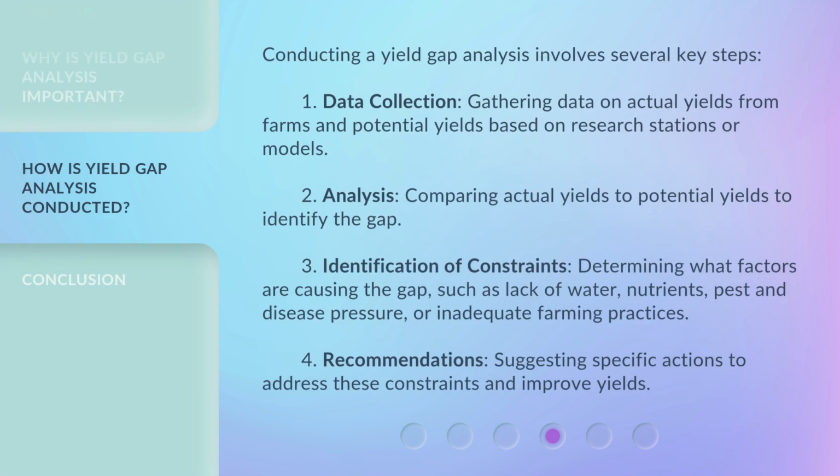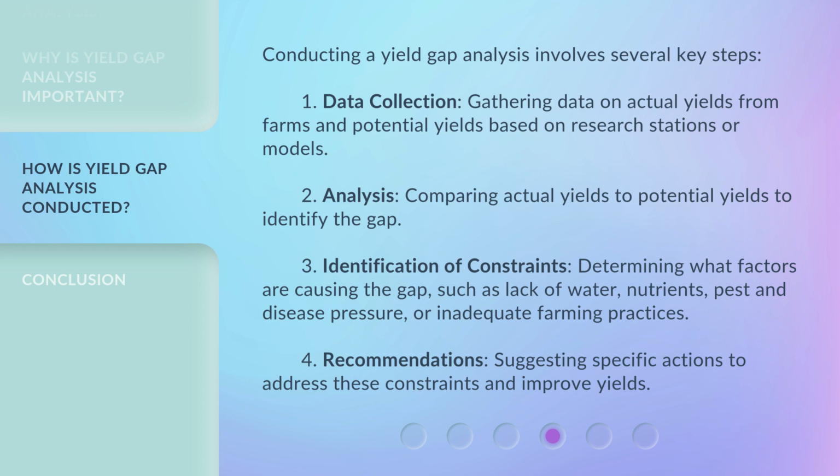Conducting a yield gap analysis involves several key steps. 1. Data collection. Gathering data on actual yields from farms and potential yields based on research stations or models. 2. Analysis. Comparing actual yields to potential yields to identify the gap.